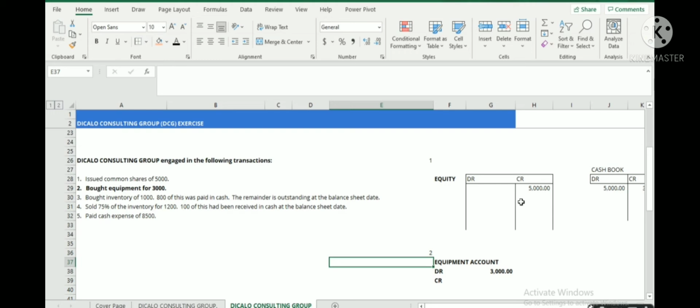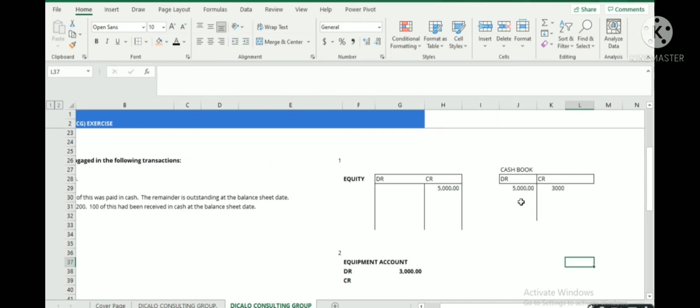And the second was that we bought an equipment for $3,000, and we know that at the beginning of the business we had no equipment. It means that the value of an asset, which is cash, is reducing, because we are buying an equipment and paying for it by cash. It means that the value of cash is going to reduce by $3,000, and that is why in our cash account we have credited our cash account how much?